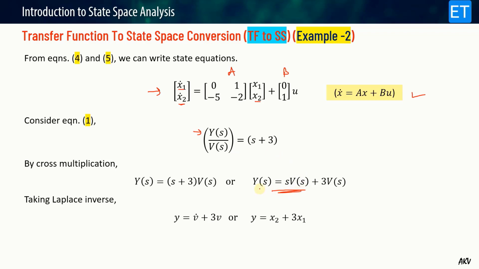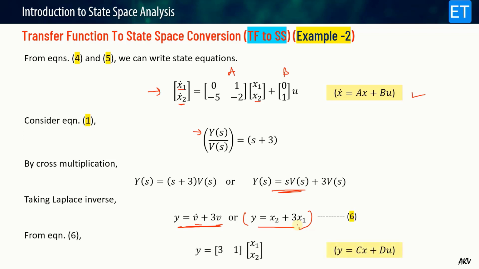So the Laplace inverse of it, that is y, sV means v dot plus 3v means 3v. Now you have to convert this equation into the state variables only. So y equal to, what is v dot? v dot we have already assumed to be x2 and v is equal to x1. So this equation is now totally in the state variables. So this can be written in the matrix form like this.